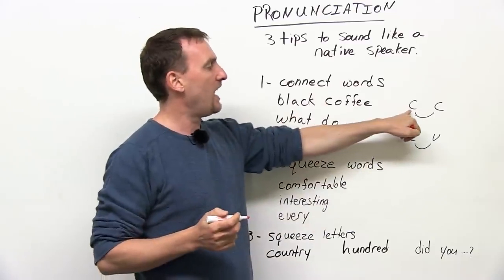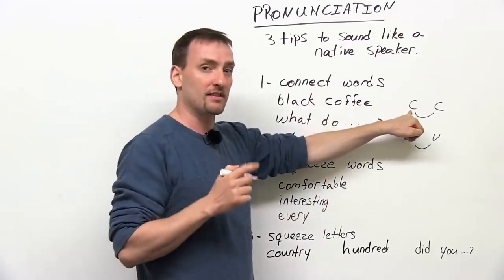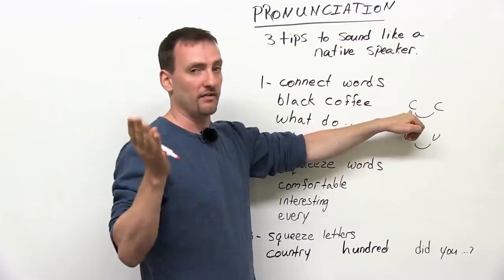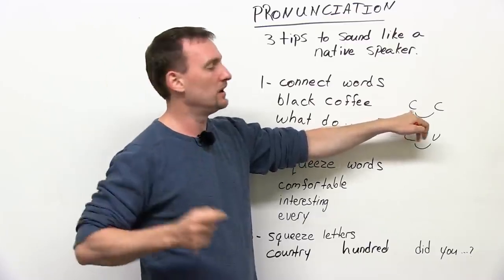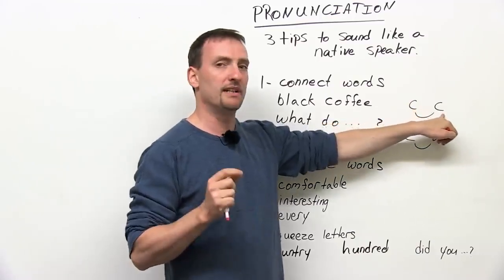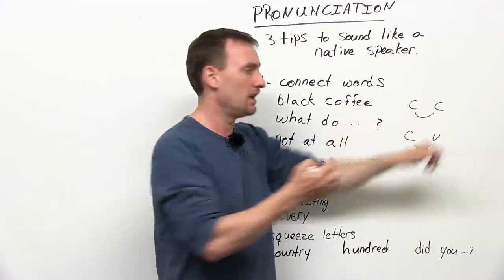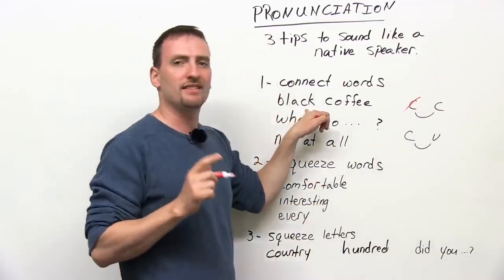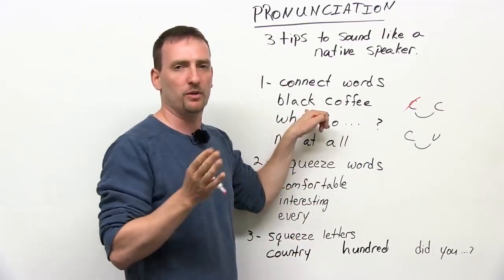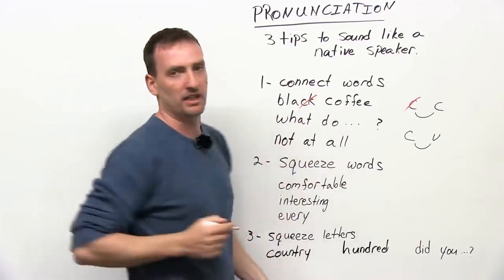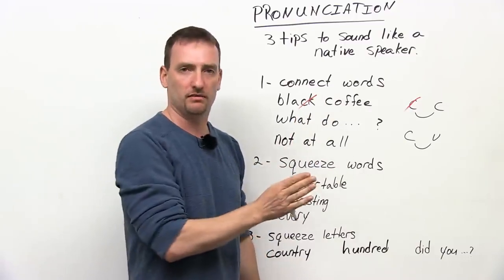What this means, when a word ends in a consonant, B, C, D, F, G, etc. A vowel is A, E, I, O, U. When a word ends in a consonant and the next word begins with the same consonant, drop the first one. So for example, we do not say black coffee. We don't say K. There's only one K. Black coffee. Okay?